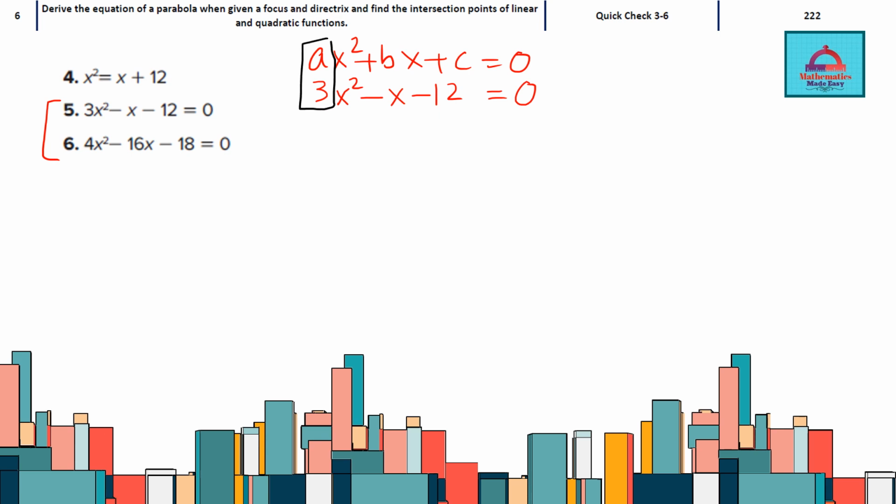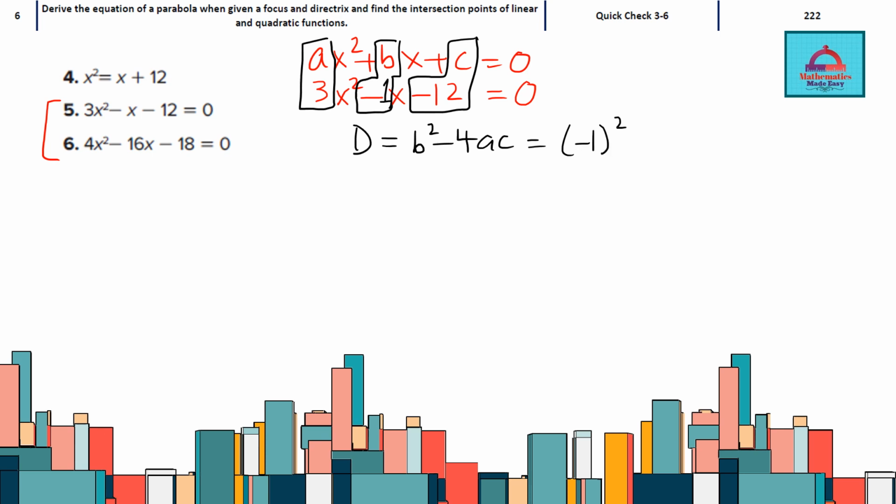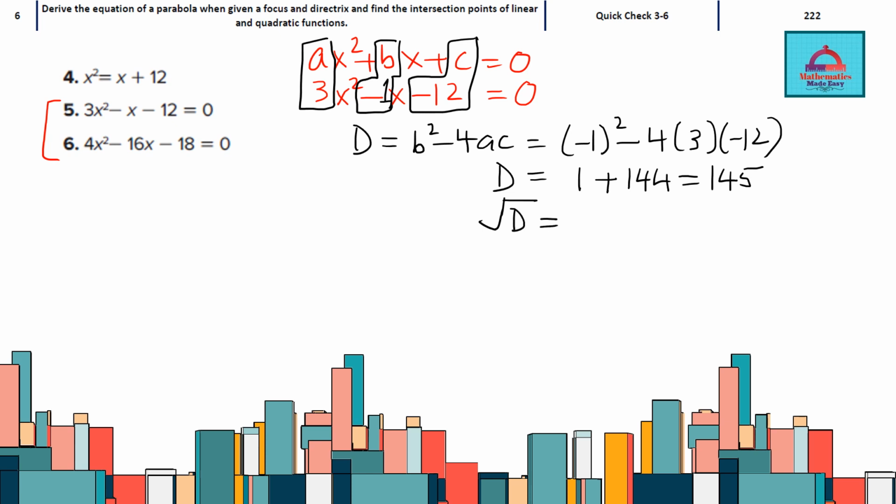A is going to be 3, b is going to be minus 1, and c is going to be minus 12. So discriminant is going to be b square minus 4ac. Plug in the values, minus 1 whole square minus 4 times ac. So this comes out to be 1 plus 144, which is 145. So if d is this, then square root of d is going to be square root of 145.